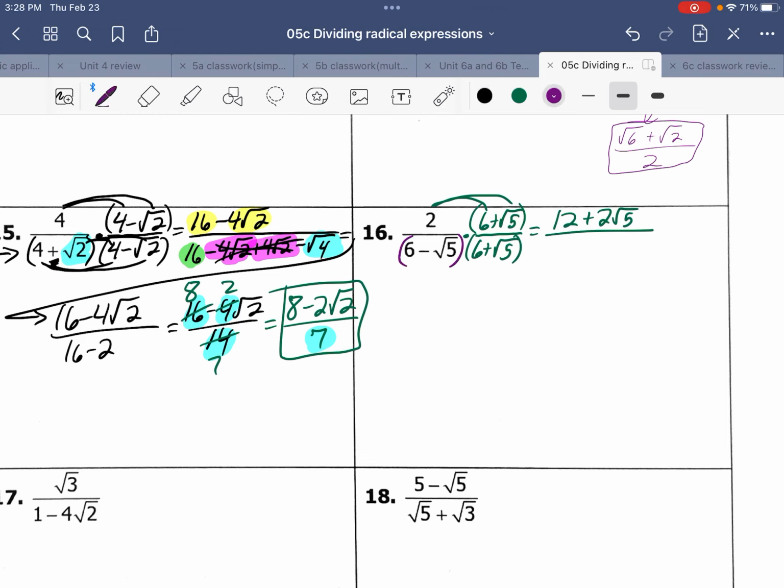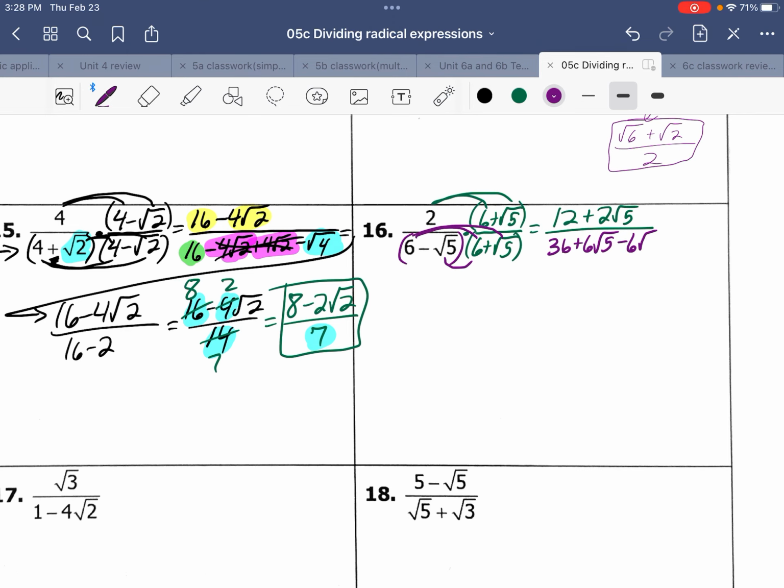In the denominator, let's multiply that out. We have binomial, so 6 times 6 is 36. 6 times the square root of 5 is 6 square root of 5. Negative square root of 5 times 6 is a negative 6 square root of 5. And a negative square root of 5 times a positive square root of 5 is a negative square root of 25. A lot of you might just be putting down minus 5 there, and that's fine.